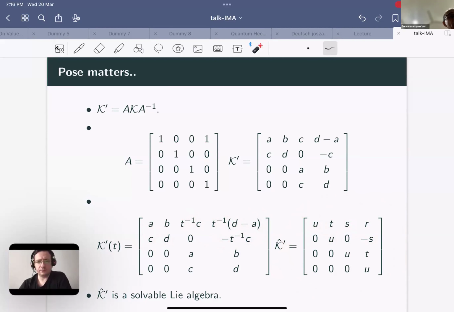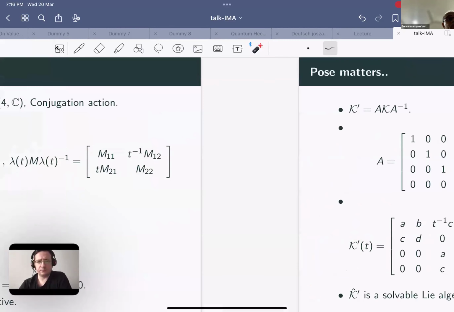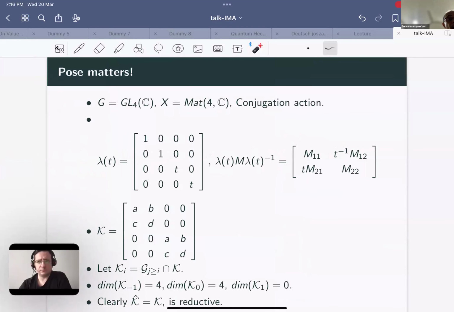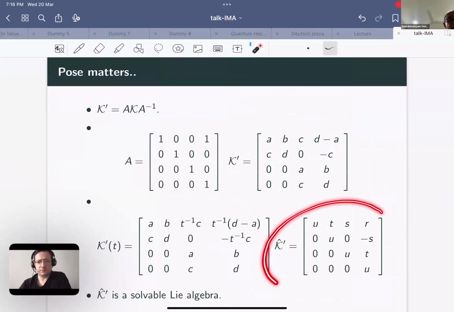So the K hat in this case is going to be matrices of this kind. Note that in the orbit, it is the same because I'm looking at the conjugation action. So these two elements are in the same orbit under conjugation. But if I start with this pose, what I end up with as K hat is actually a reductive group. It is really a copy of GL4. But if I do this, I end up with something which is not reductive, it is solvable. So that is very important. And this is what leads us to define these other notions, which we call alignment and so on.